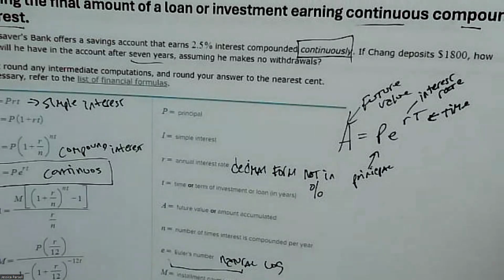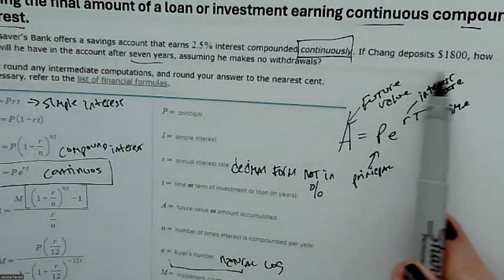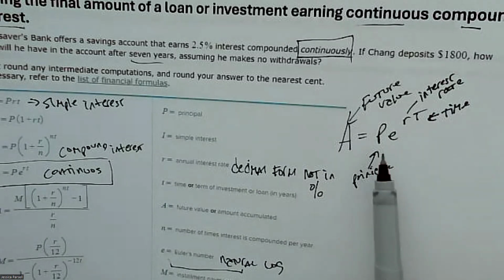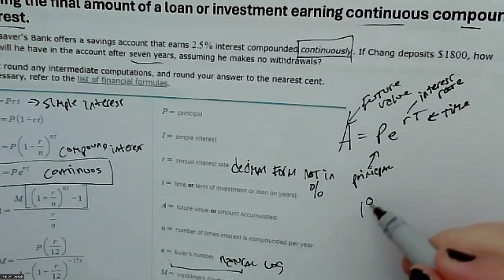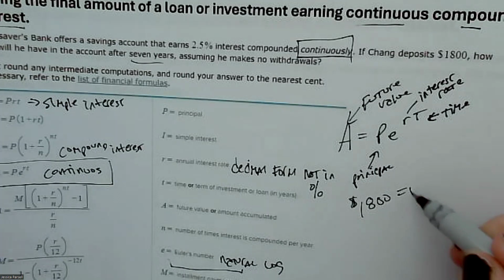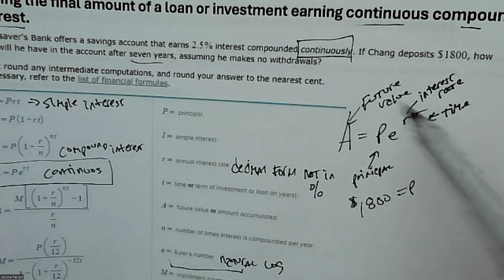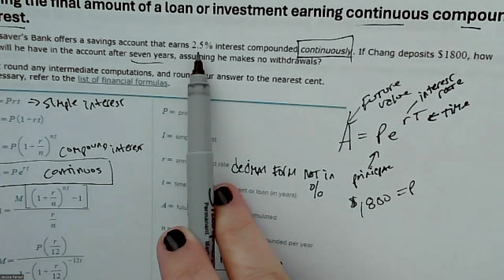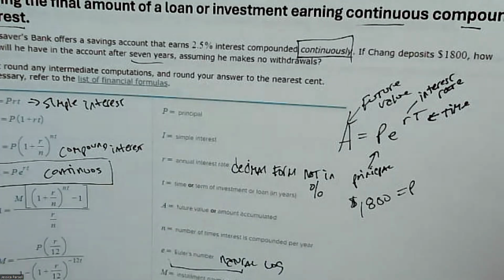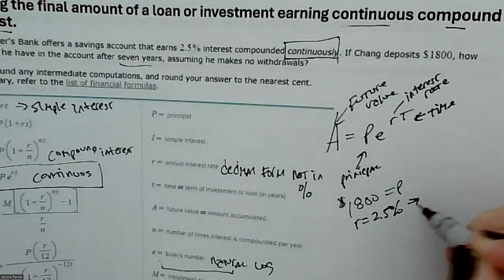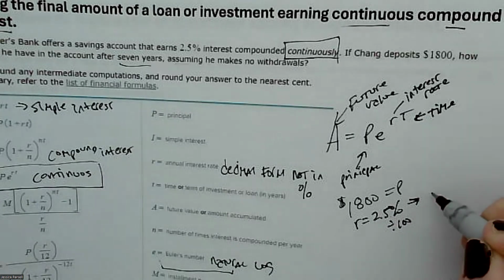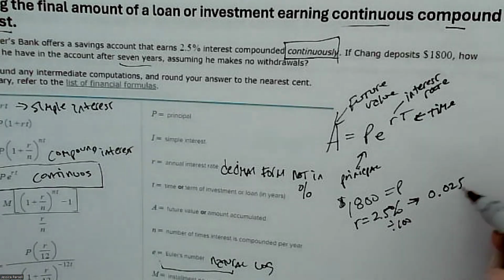What do we have? We know that Chang comes in with 1,800 bucks. That's going to be the principal. So $1,800 is our P. Okay. We know the rate. The bank tells Chang, if you give us your money, we'll give you 2.5% interest. So the rate is equal to 2.5%. Remember, we want to convert this to a decimal, so you want to divide by 100. So it's really 0.025.